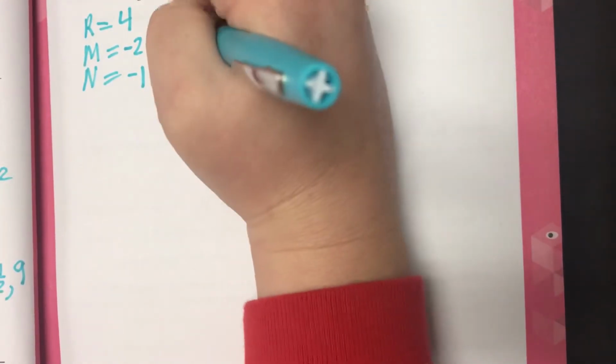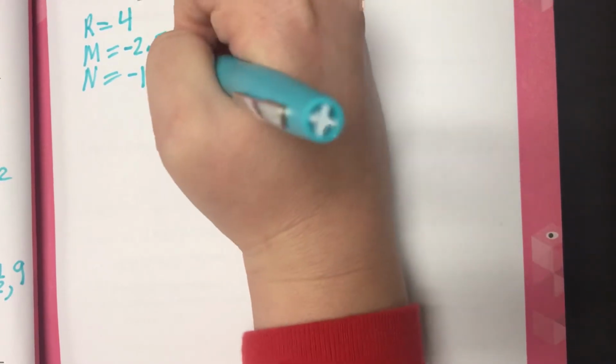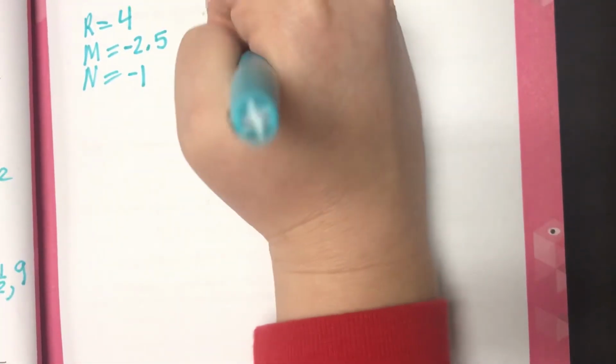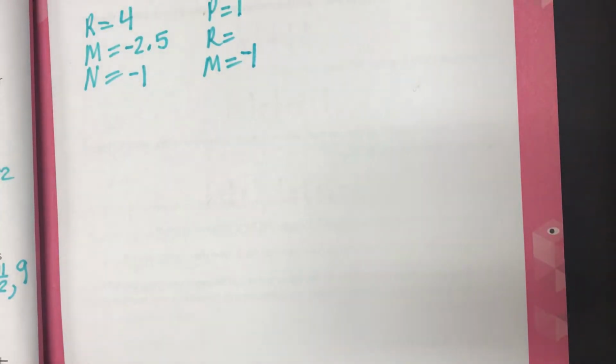Okay, then that means R and M. So if we know that P is +1 and P and M are opposites, M has to be -1. And then R is 3 spaces from P. So if we're going by 0.2s, R would be 1.6.